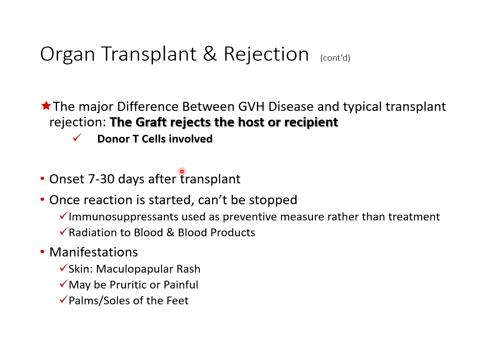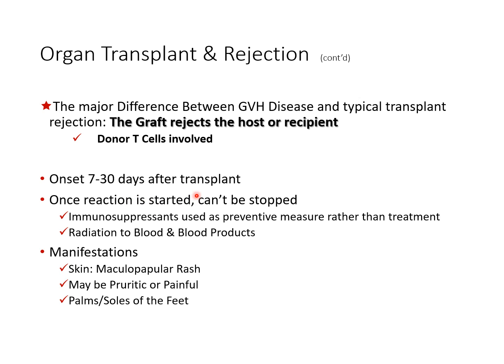Okay. The major difference between graft versus host disease and a typical transplant rejection is that the graft rejects the host, or the recipient. I've already mentioned that the donor T cells are involved. If you remember, your donor T cells are part of your cell-mediated immunity. So they're basically trying to protect you, right? They're doing what they're supposed to do. So they go on offensive and attack the host tissue, or anything that looks bizarre.